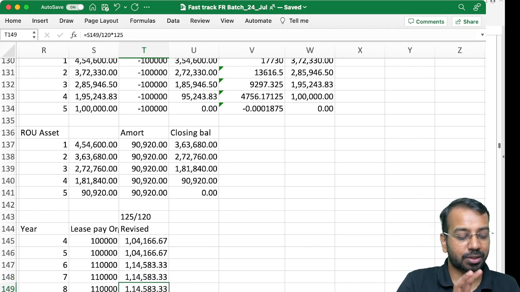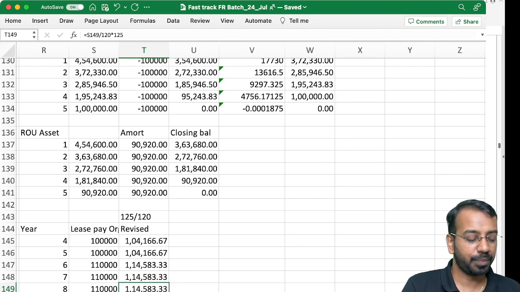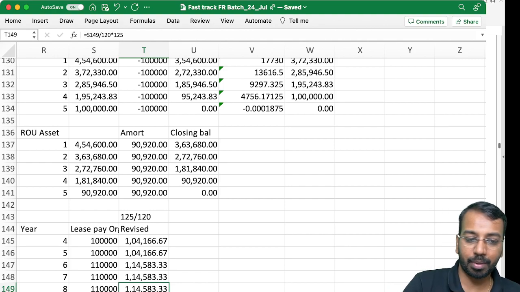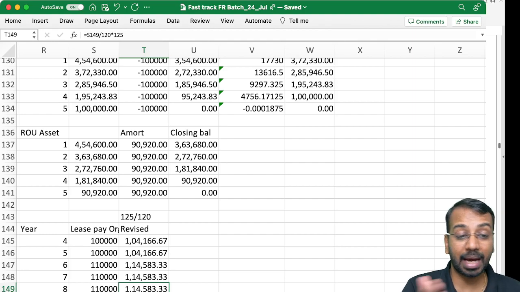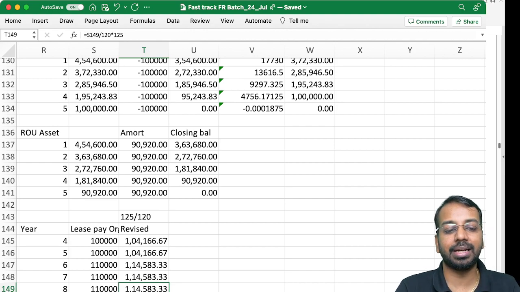I know this topic, this LIBOR and variable interest rate, sometimes can become very, very tricky. So if it is LIBOR, the thing that you have to remember is you will apply it to all the lease periods. Whereas if it is CPI or something, you will apply it only based on the CPI rate that is available. So this is the revised lease payment.